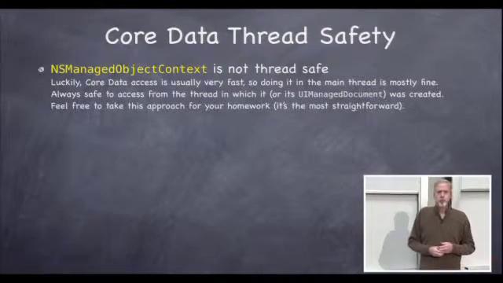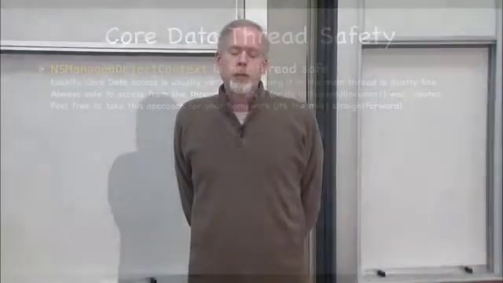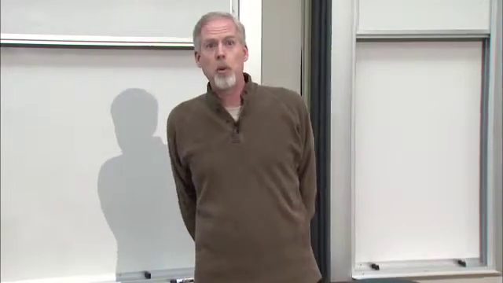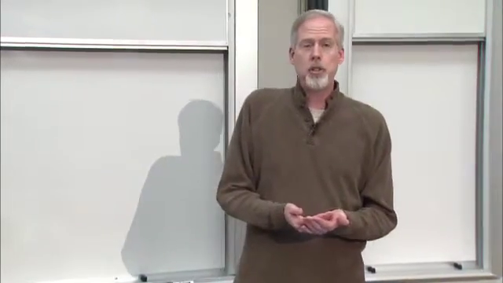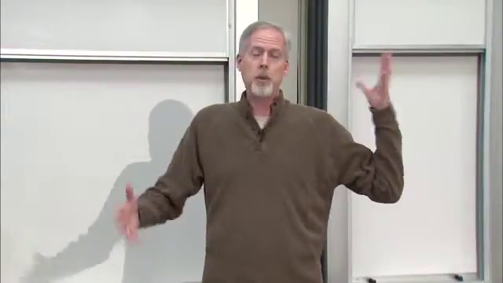Question? When you say it's thread safe, does that just mean that it's atomic and it locks, or is there a difference? So the question is, what do I mean by thread safe? What I mean by thread safe is your program will probably crash if you access the same managed object context instance in multiple threads. Or even if you access that instance in a different thread than it was created. The data will be wonky and it will crash. Okay? Because it's not designed to work that way.